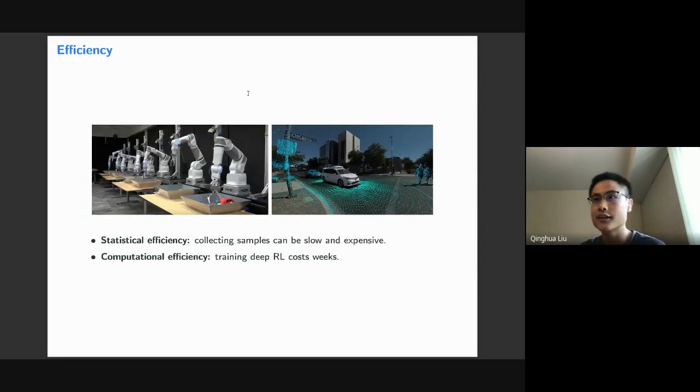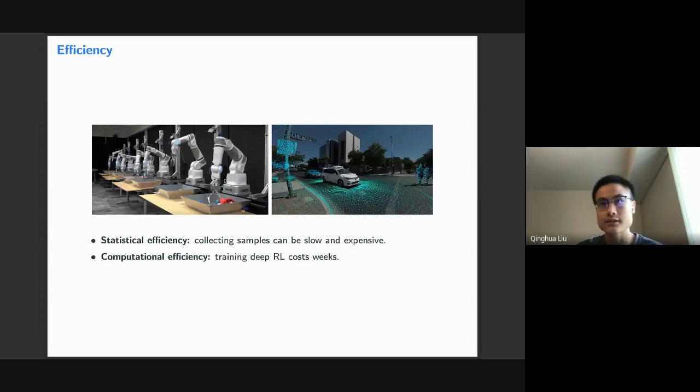Okay, let's move on. So in reinforcement learning, we care about two types of efficiency. The first one is statistical efficiency, or sample efficiency. It basically measures how many samples, or how many interactions with the environment, we need in order to identify a good policy. The reason we care about statistical efficiency is that collecting samples can be super expensive and time-consuming. For example, if you are collecting samples for a robotics task, collecting one sample might take 30 seconds, and we might need more than 1 million samples to solve the task of interest. So this procedure can be super expensive and time-consuming.